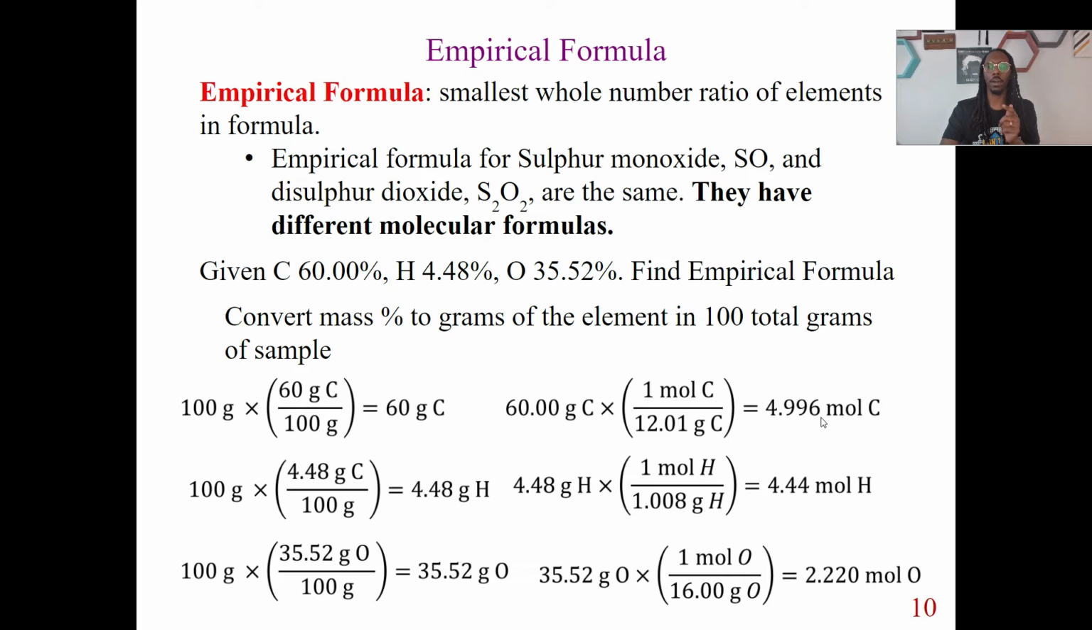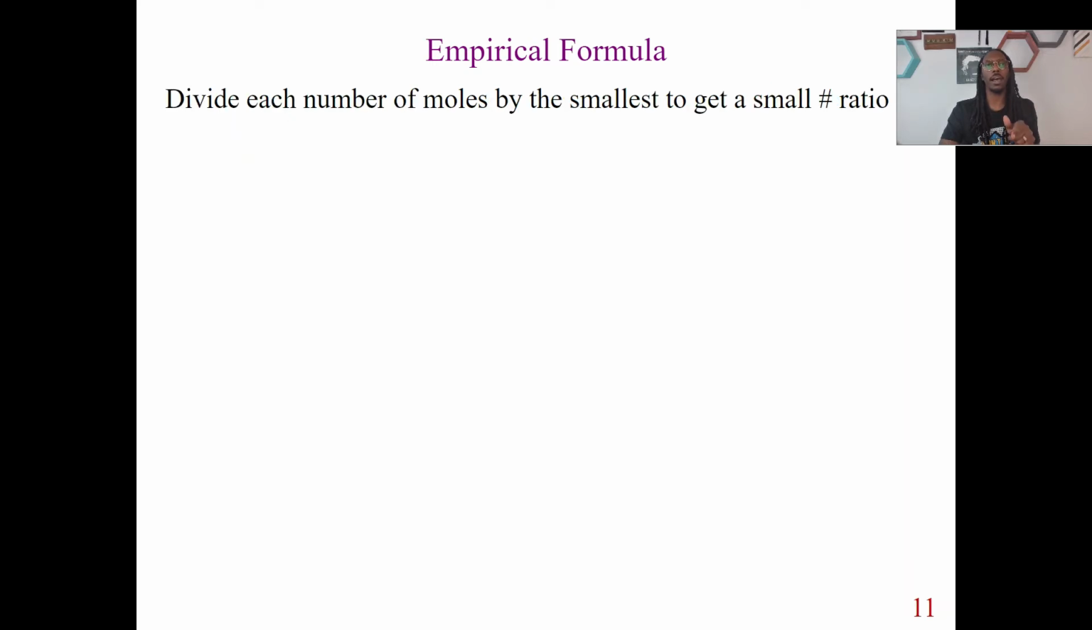What do we do from here to find our empirical formula? We now need to divide each number of moles by the smallest to get to a small number ratio. So in this case, let's look at the moles we have. Like I mentioned before, we have 4.996 moles of carbon, 4.44 moles of hydrogen, 2.22 moles of oxygen.